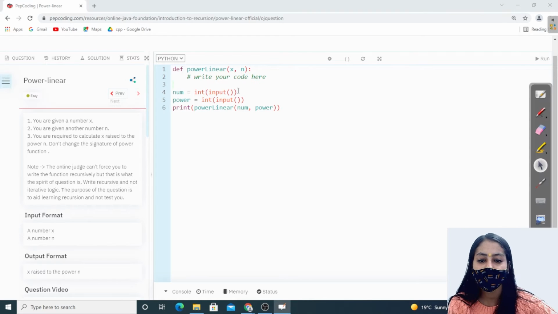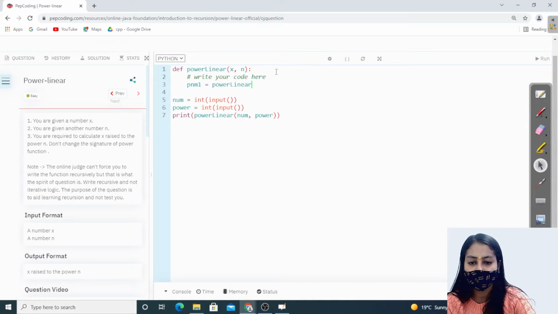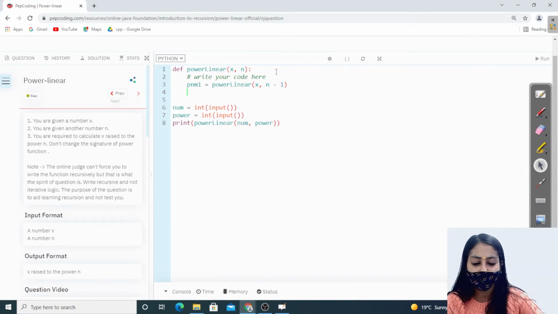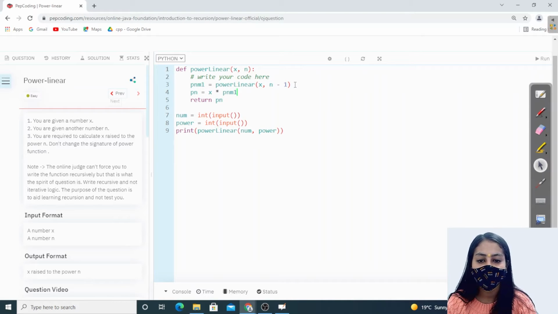So this is our high level thinking. Let's try to execute this. We want power of x, n minus 1. Now power of n is x into power of n minus 1, and we have to return this power of n, right? This is our high level thinking.